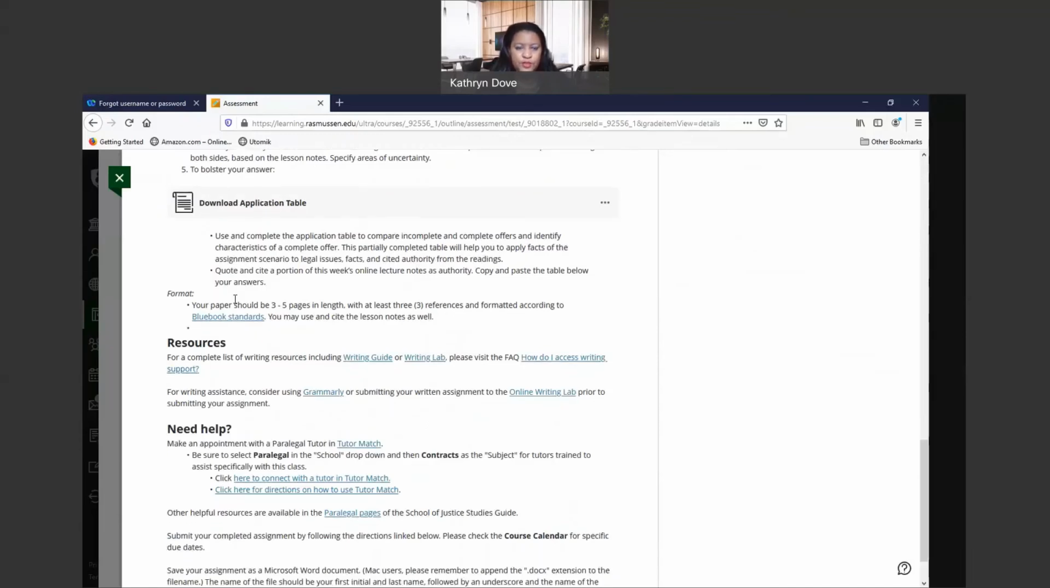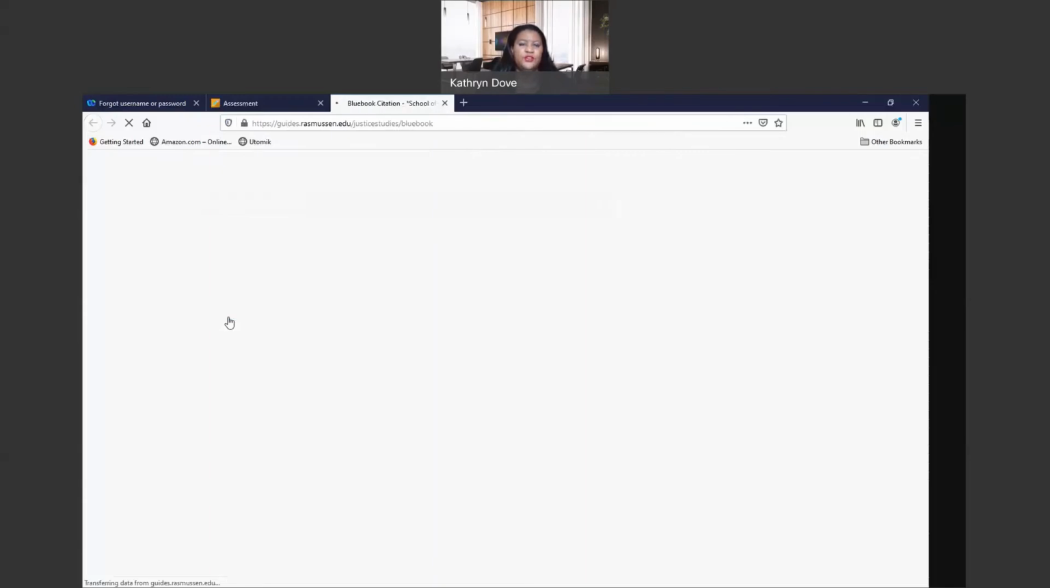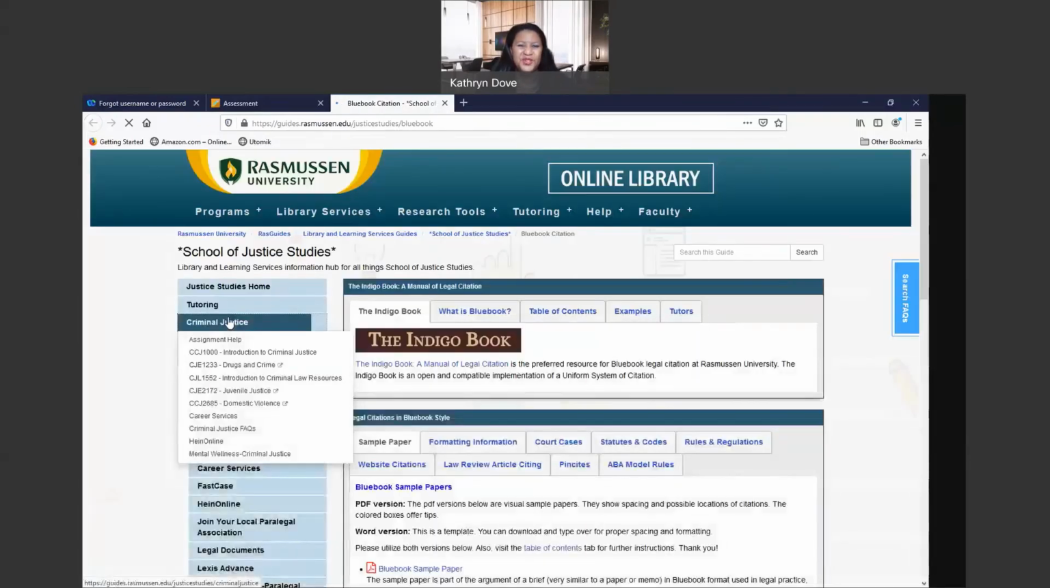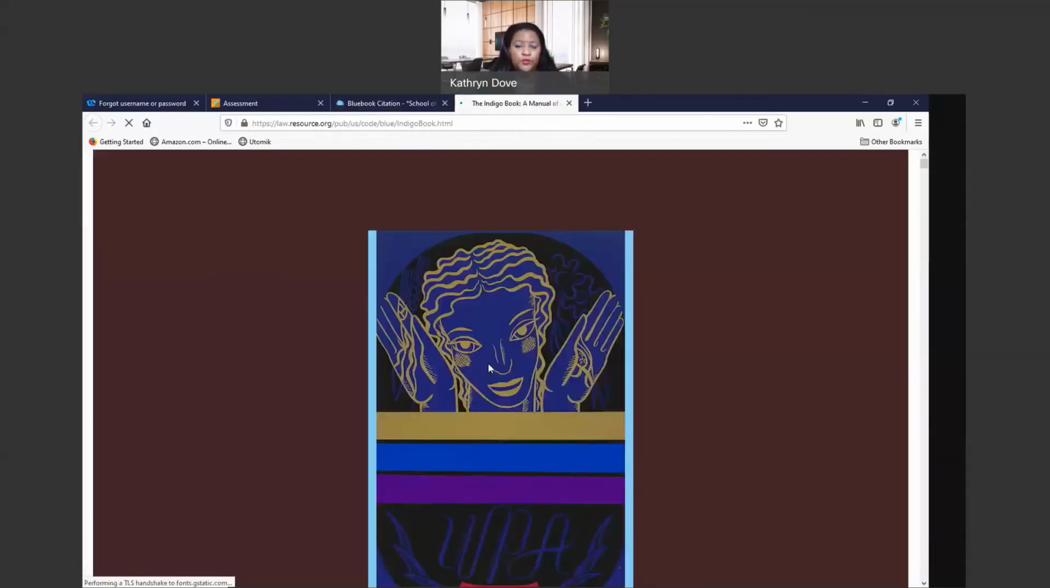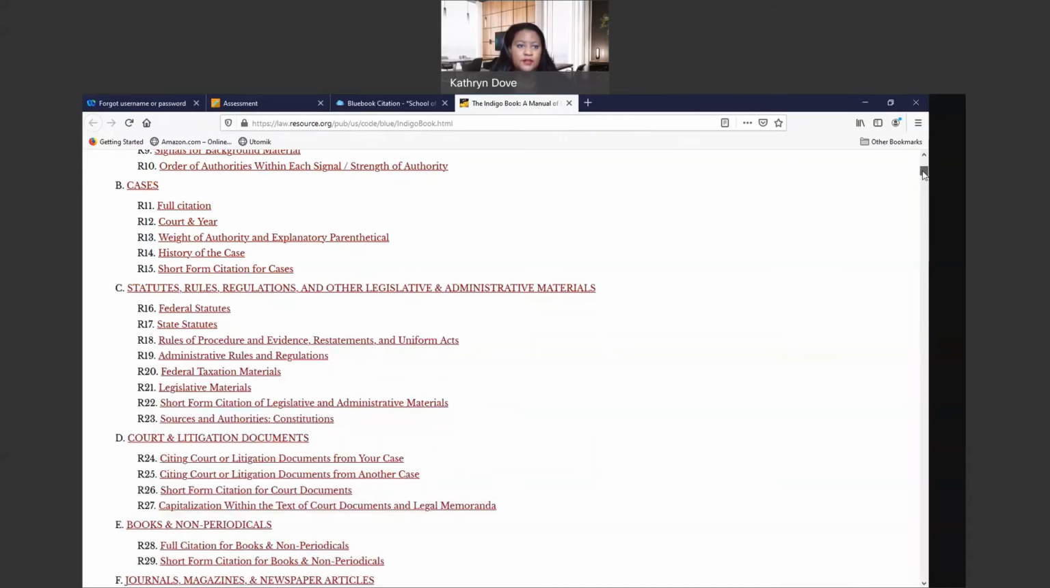Your paper should be 3 to 5 pages in length with 3 references formatted according to Blue Book standards. So as paralegal students, you want to become very familiar with Blue Book. The Indigo Book, the Manual of Legal Citation, is the preferred Blue Book form. Here's the electronic version of it. You'll be citing the cases.